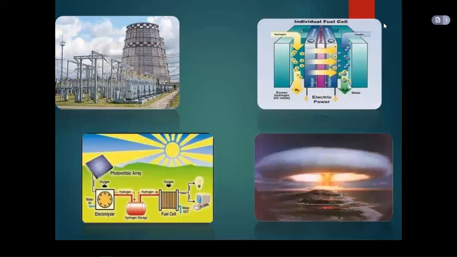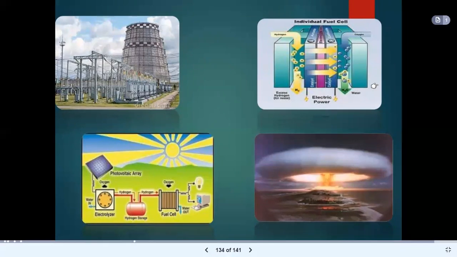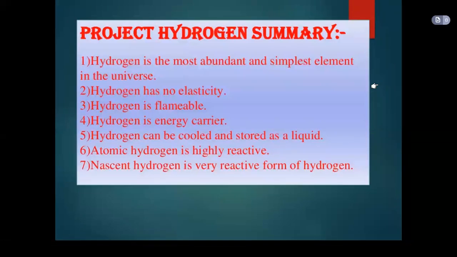So let's talk about the uses of hydrogen. Hydrogen has a high calorific value and is highly inflammable, so it is used as fuel. Hydrogen is the most abundant and simplest element in the universe. Hydrogen is flammable, that is why it is used as fuel. Remember this: to burn something, we require hydrogen. Anything that burns burns because of hydrogen, and the basic requirement is oxygen. So hydrogen and oxygen are two different gases. Hydrogen is highly inflammable, which is used as fuel.